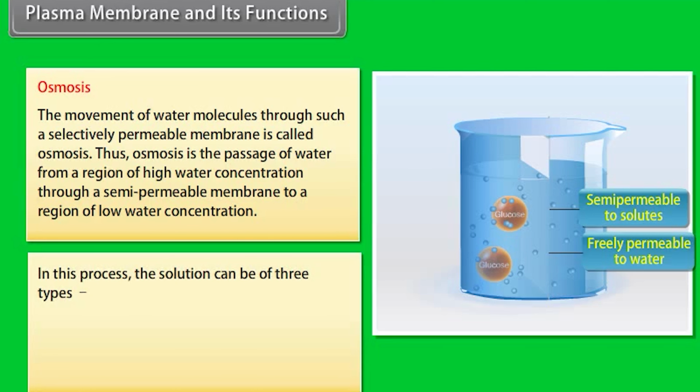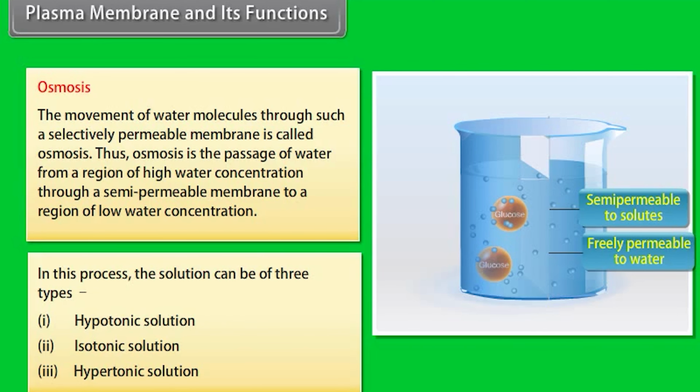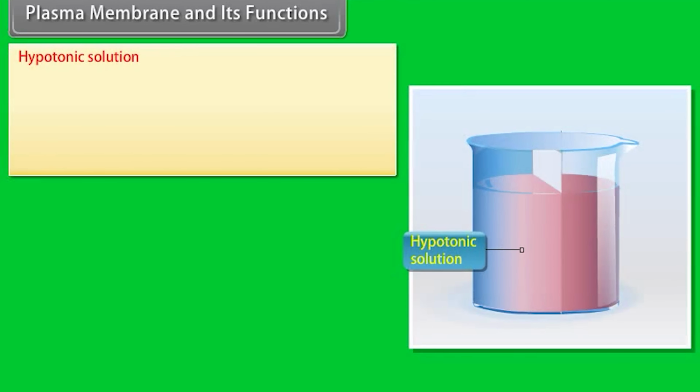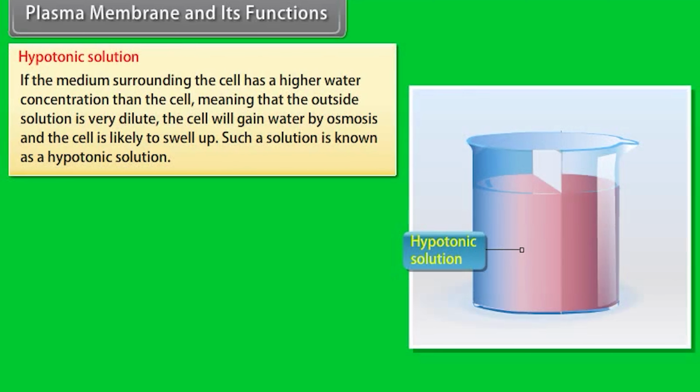In this process, the solution can be of three types: hypertonic solution, isotonic solution. Hypertonic solution. If the medium surrounding the cell has a higher water concentration than the cell, meaning that the outside solution is very dilute, the cell will gain water by osmosis and the cell is likely to swell up.